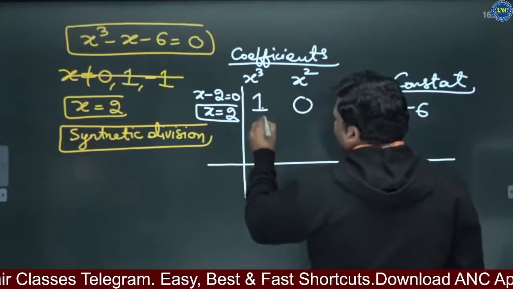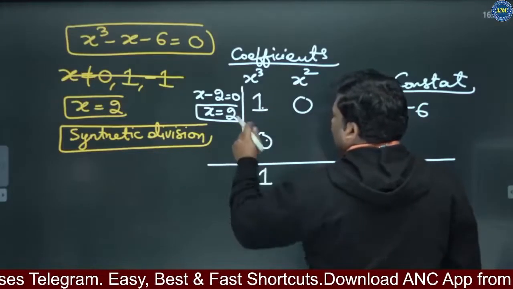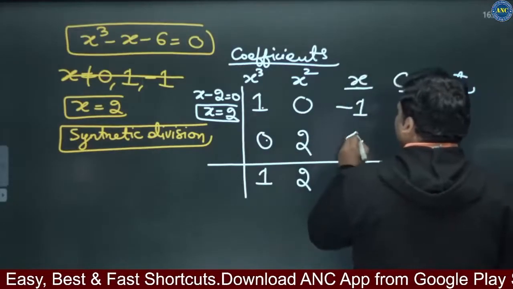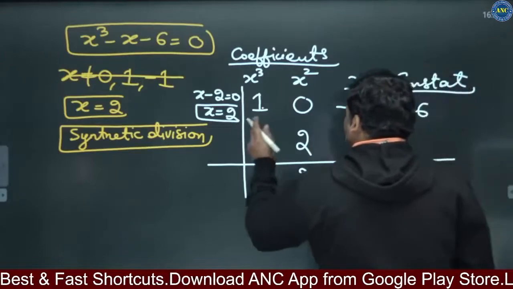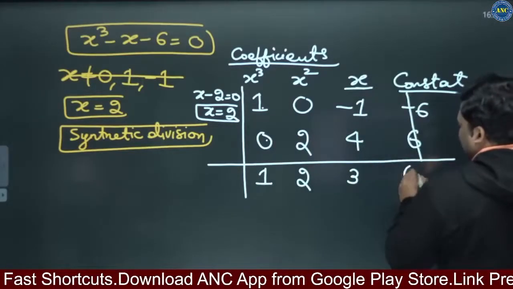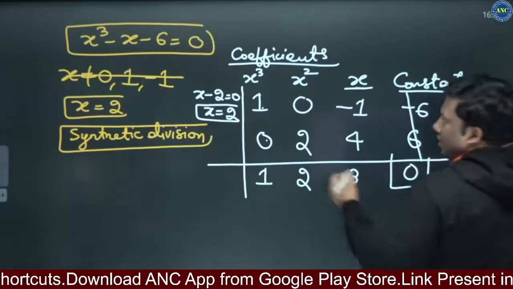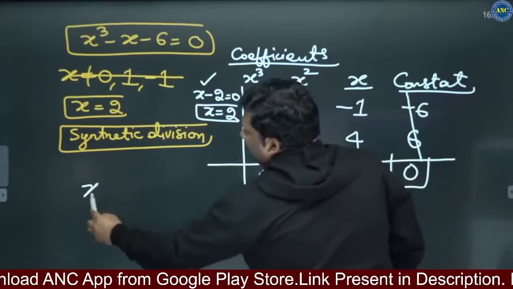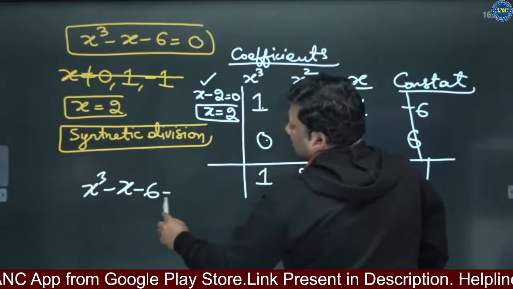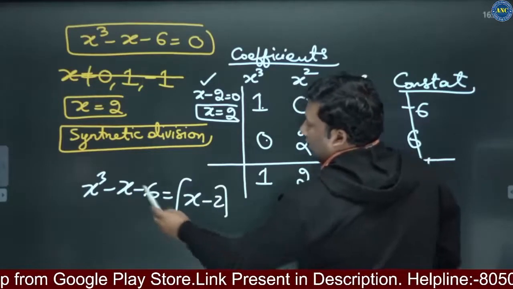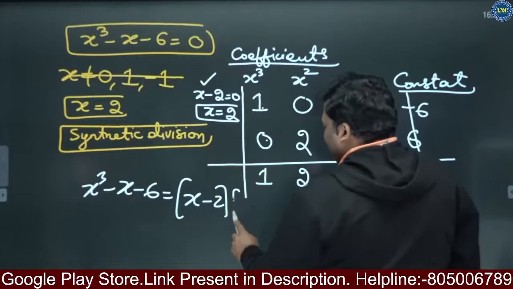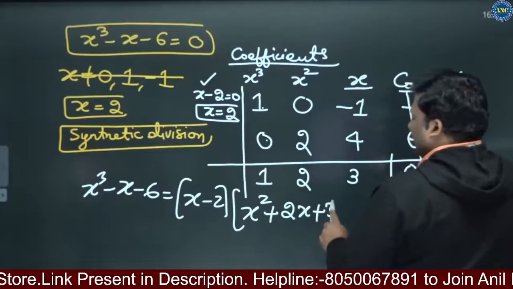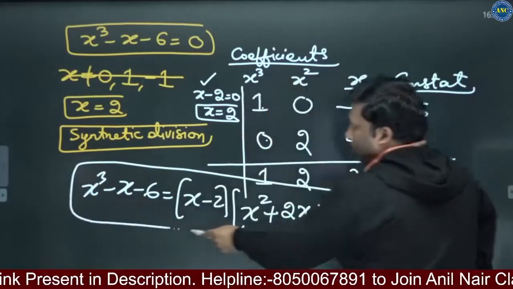Start with 0. 1 plus 0 is 1. Cross multiply: 1 twos are 2. 0 plus 2 is 2. 2 twos are 4. 4 minus 1 is 3. 3 twos are 6. 6 minus 6 is 0. If the last value is 0, that means this is a factor. Definitely yes. So x cubed minus x minus 6 has x minus 2 as a factor. Cubic divided by linear, the remaining is quadratic. Write down in serial order: x squared plus 2x plus 3.